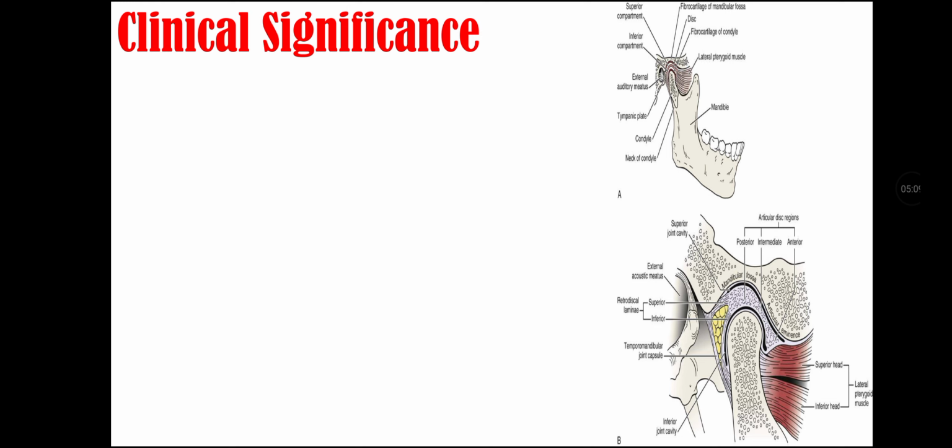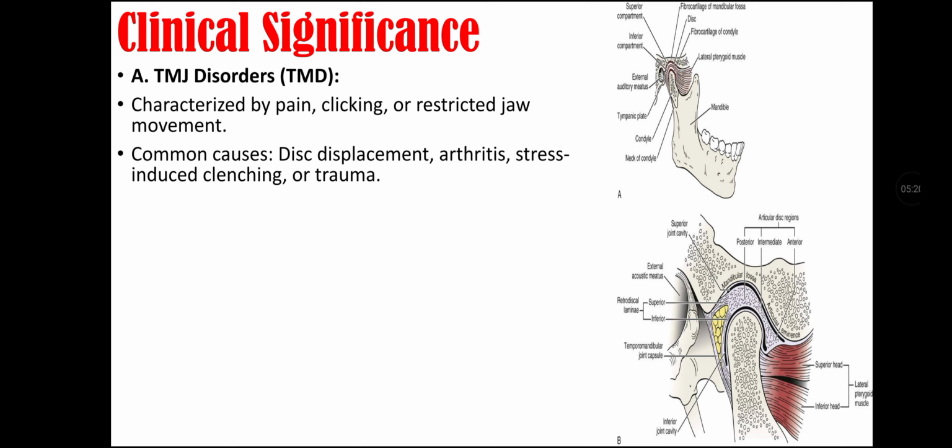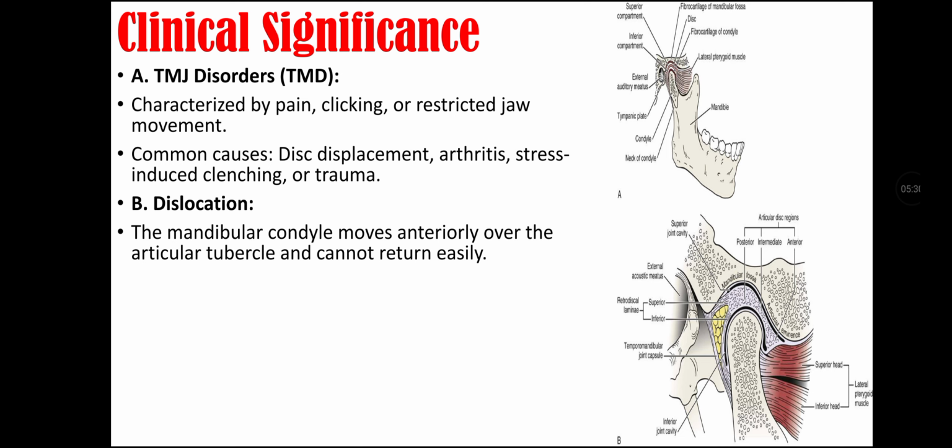Clinical significance of temporomandibular joint. First is temporomandibular joint disorders or TMDs that are characterized by pain, clicking, or restricted jaw movements. Common causes for TMJ disorders include disc displacement, arthritis, stress-induced clenching, or trauma. Second significance is dislocation, that is, the mandibular condyle moves anteriorly over the articular tubercle and cannot return easily.